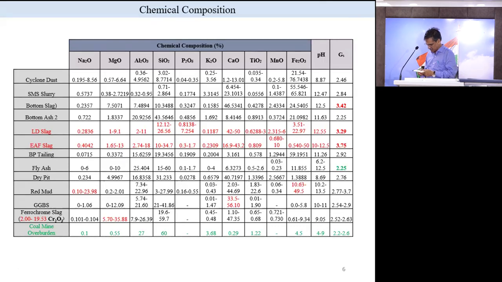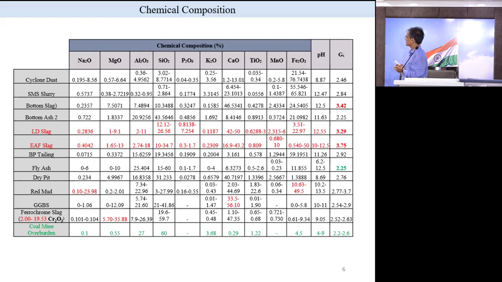Okay. So now I am talking simply about chemical composition. I have different types of waste; those from steel industries know the cyclone dust, SMS slurry, BP tailings. So from an integrated steel plant, you get this type of waste, and also LD slag, EF slag, and so on. You may also get red mud from bauxite residue, or GGBS from a steel plant, or ferrochrome slag from chromium.